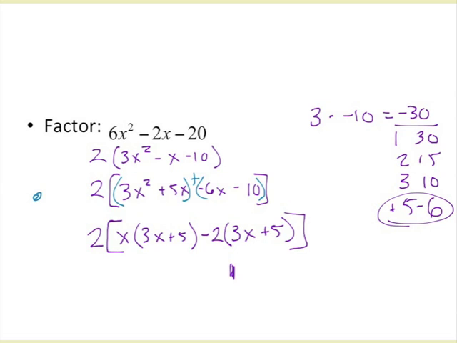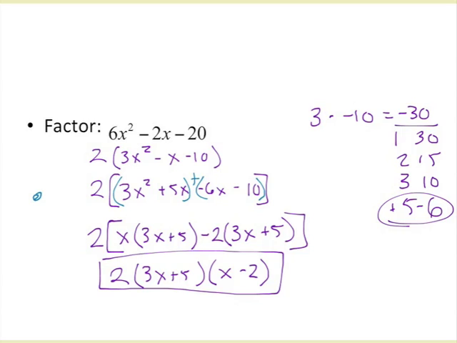So then, we're going to have that 2 that just keeps hanging out. We're going to have the matching group and the leftovers. And that's our final answer. Doesn't have brackets. We have one more example.